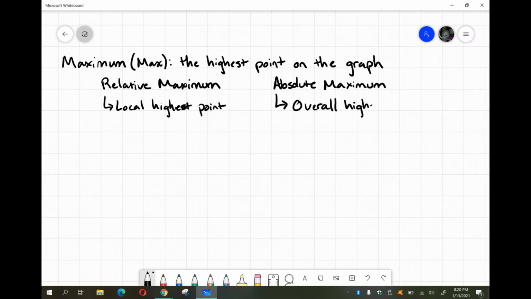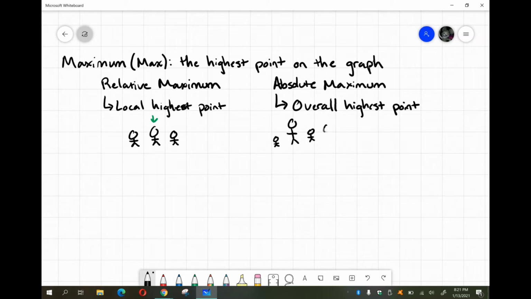You could think of the relative maximum as your family. And so, who is the tallest in your family? That would be the relative maximum. In this area, in your family, they are the tallest. It's the maximum. The absolute maximum height would include everyone in the world.